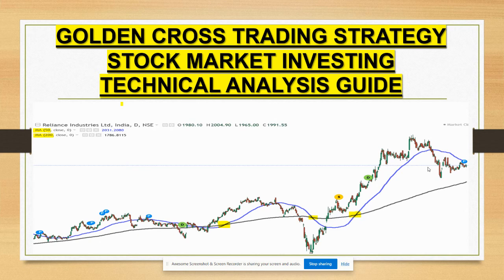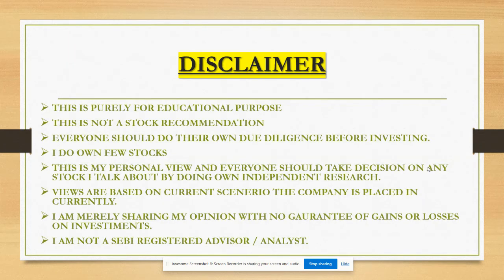This is basically the trading strategy which I'm using to pick my stocks very early. So don't miss this trading strategy. Understand it's very simple. 15-day, 50-day moving average crossing the 200-day moving average. That's the golden cross.